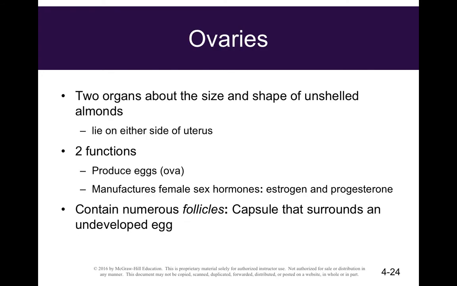The ovaries are two organs about the size and shape of unshelled almonds, and they lie on either side of the uterus. And the ovaries have two different functions. For one, they produce our ova, our eggs. They also manufacture female sex hormones, estrogen as well as progesterone. They also contain numerous follicles, the capsule that surrounds an undeveloped egg.